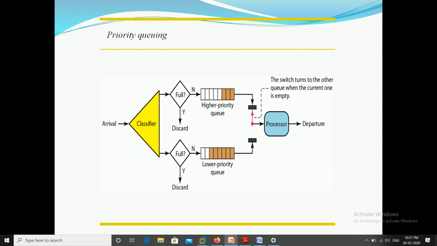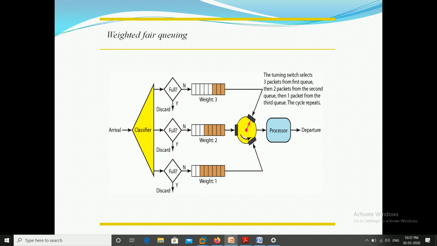In the earlier case, first they empty the high priority queue, then they move towards the lower priority queue. In this case, all are treated, but according to their priority. Somebody has weight 3, the others 2 and 1. So this is how the cycle works. Out of 6, let's say the first queue is named A, the second B, and the third C. So the packets travel as A, A, A, B, B, C. I hope you understand, right?